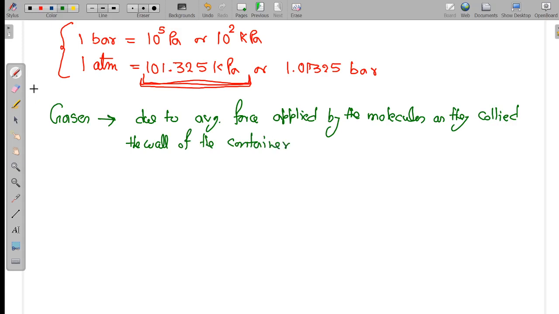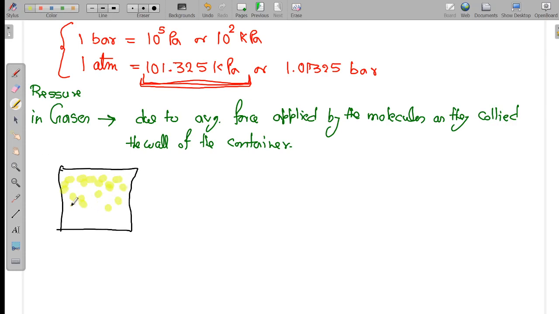Here we can write pressure in gases. As the gas molecules collide with the wall of the container, they generate the pressure. How? Let us see. Let us consider that this is a container, and inside that container, gas is filled. We all know that the molecules of the gas are continuously in random motion.